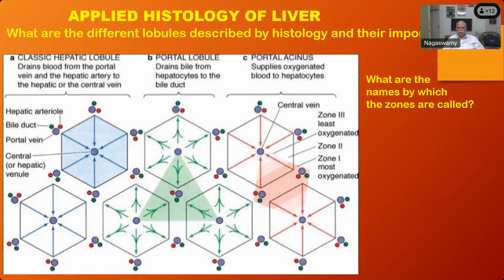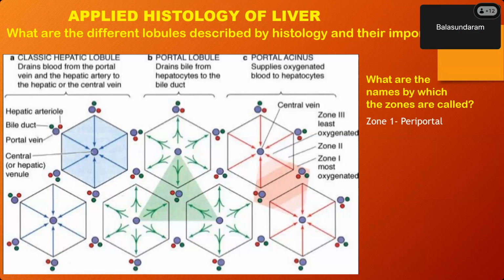What are the names by which the zones are called? Already, I think Bala partially told the answer. Zone 1, zone 2, and zone 3. What is the zone 1 cell to be called? What is the name for the zone 2? And what is the name for the zone 3 hepatocytes? Zone 1, periportal, sir. Periportal.